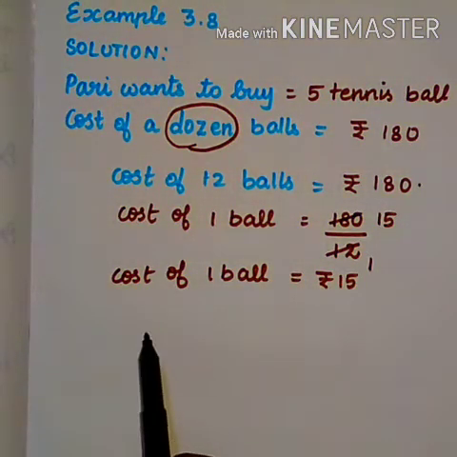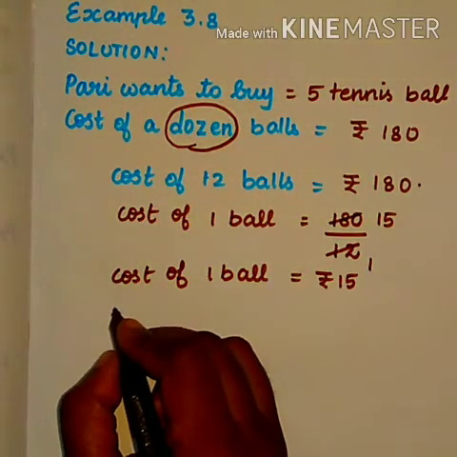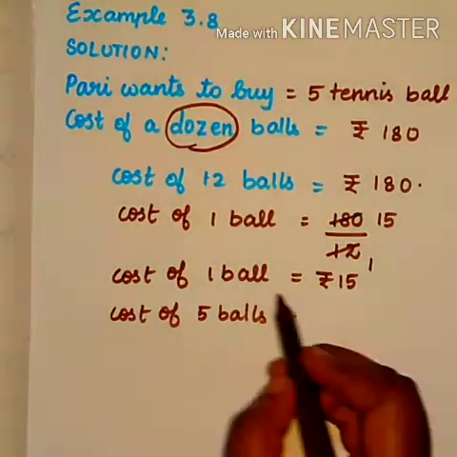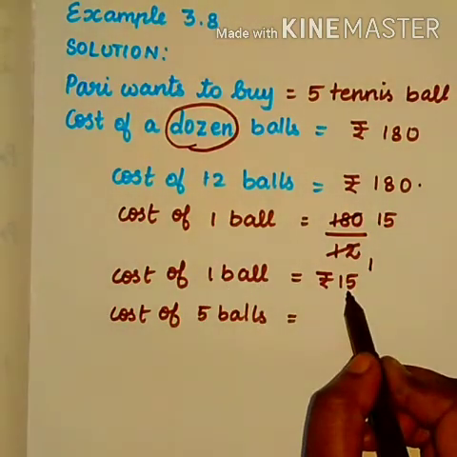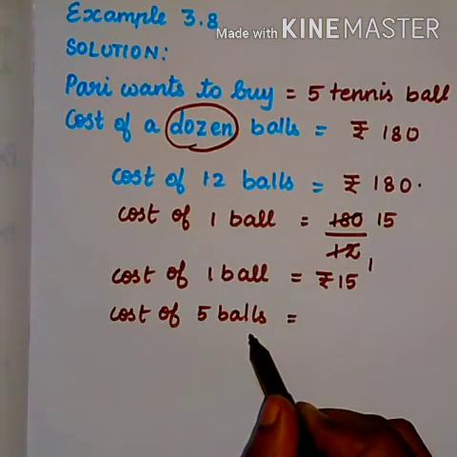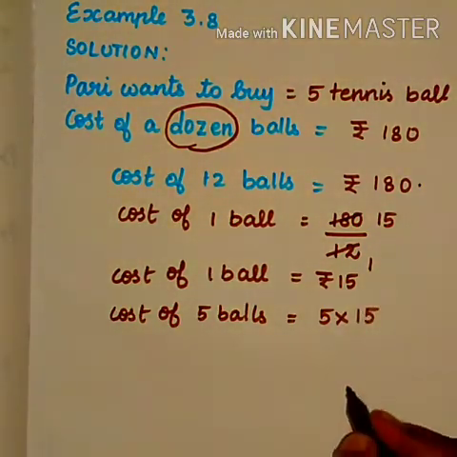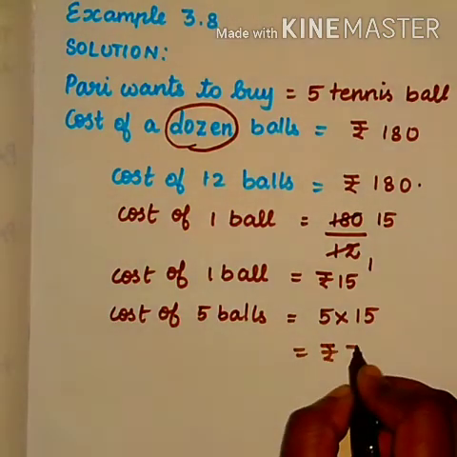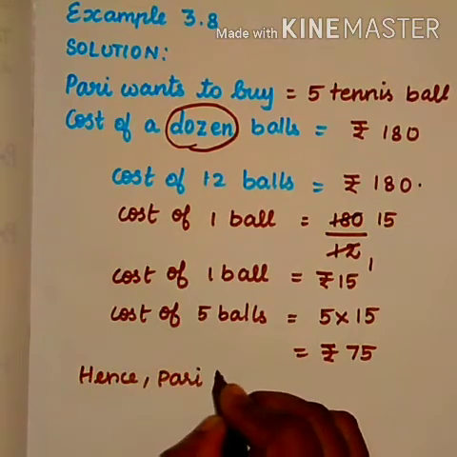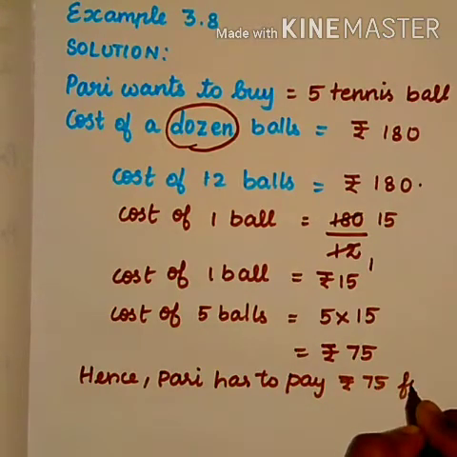Then you have to find the cost of 5 balls because Pari wants to buy 5 tennis balls. So the cost of 5 balls equal to, students, here we know that cost of 1 ball is rupees 15. You have to find the cost of 5 balls. So it is multiplication. 1 ball cost is rupees 15. 5 balls means 5 into 15. 5 into 15 is rupees 75. Hence, Pari has to pay rupees 75 for 5 balls.